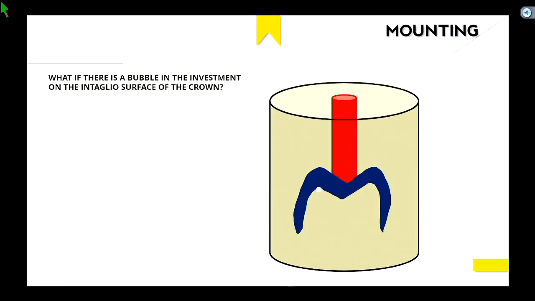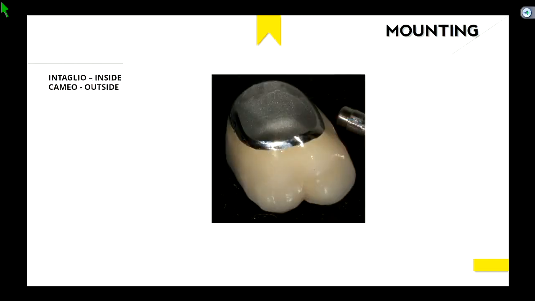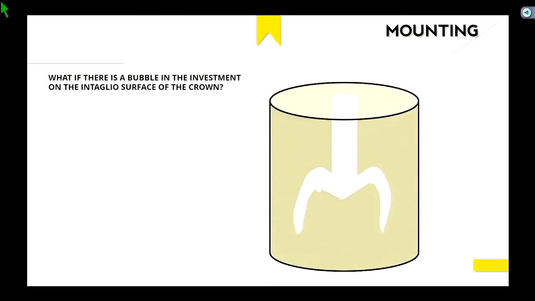But there's a little air bubble that gets trapped on the intaglio surface of that wax up, or of that crown. What's the next step after you invest? Part of the casting process would be to take that investment material and put it in the oven. What happens when you put it in the oven? The wax will disappear, okay? So this depicts the wax disappearing.